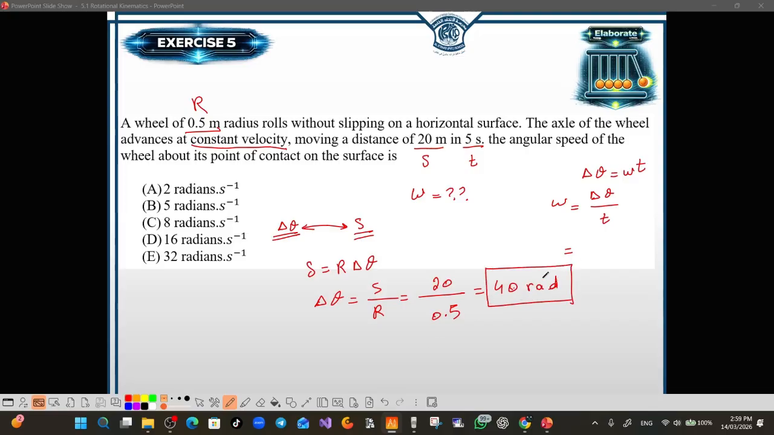Now, we use 40 radian in the previous equation. We divide over time, which is 5, and the final answer is 8 radian per second. So this is the omega, and the omega is 8 radian per second, or second to the power minus 1.